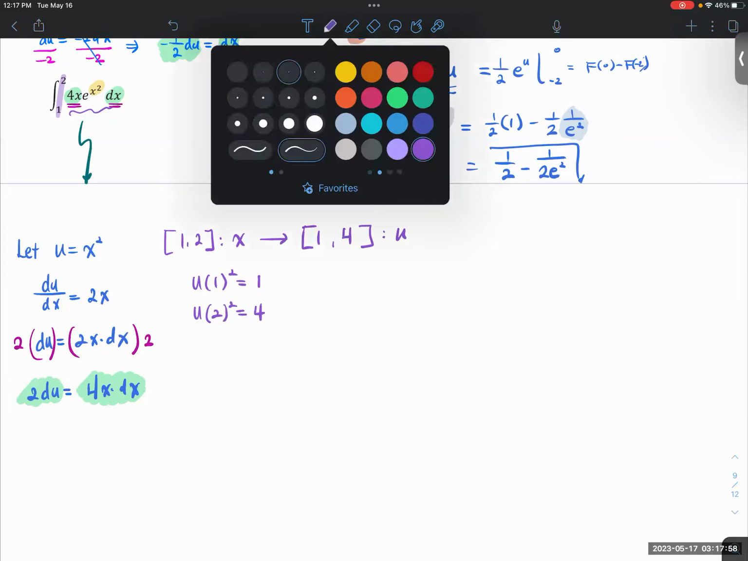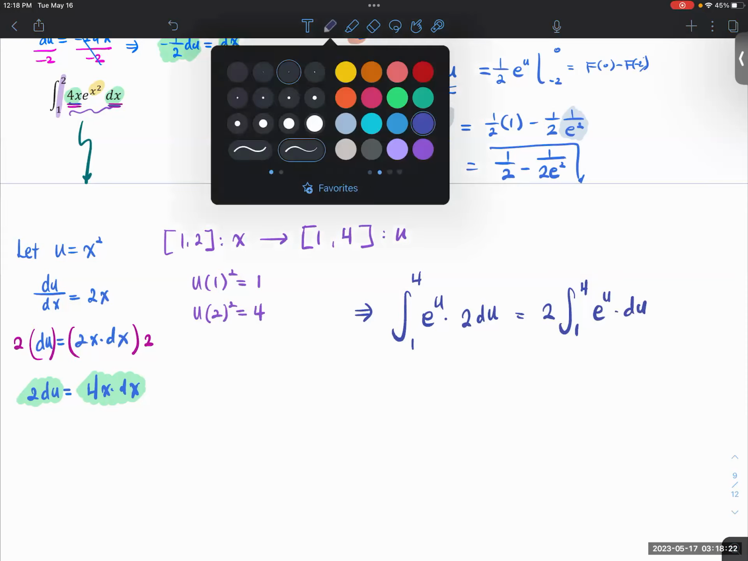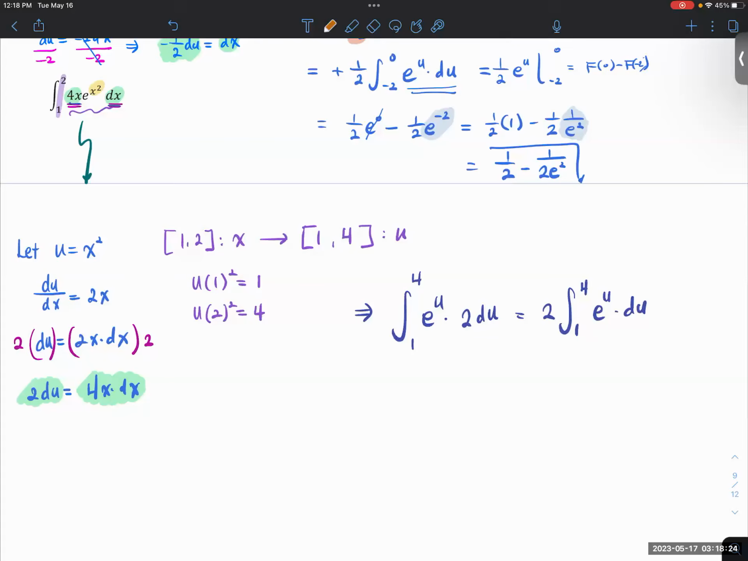So now we have all the information. So finally, we have e to the u, right? And 4x dx has been 2 du. And then from 1 to 4, this is a great order. Okay, bring the number 2 to the front: e to the u du. We know this one is going to be e to the u from 1 to 4.